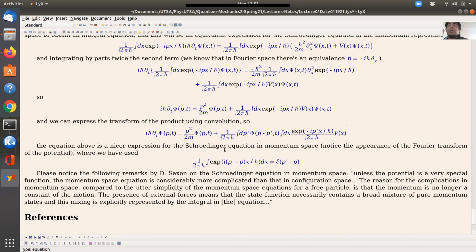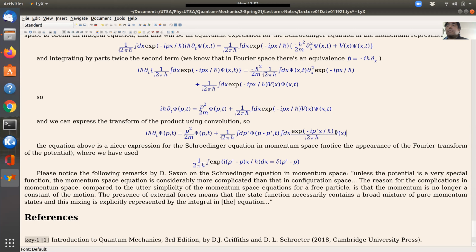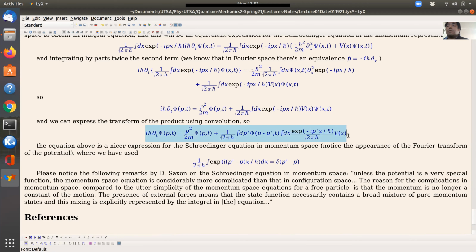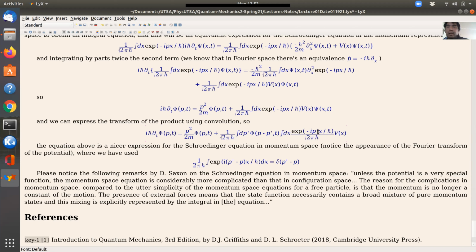So this is a nicer expression for the Schrodinger equation in momentum space. And of course, what is happening is that there is a Fourier transform of the potential over here, if you identify the expression of Fourier transforms in this part. And there is an identity in order to pass from here to here, which is the one that we proved before, how to get the Dirac delta normalization for momentum functions.